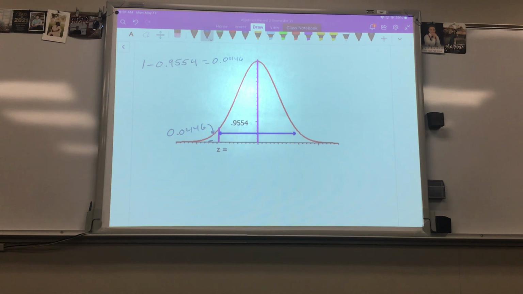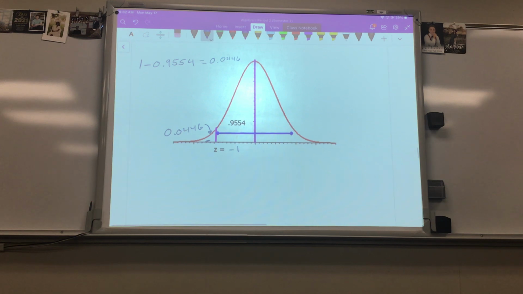You gonna go to the positive or negative side? Positive. Negative side, right? 0.0446. What do we get? We get 1.70. Okay, so if I give you the area to the right, it's one more step, right? Because you got to find the area to the left in order to use the table.